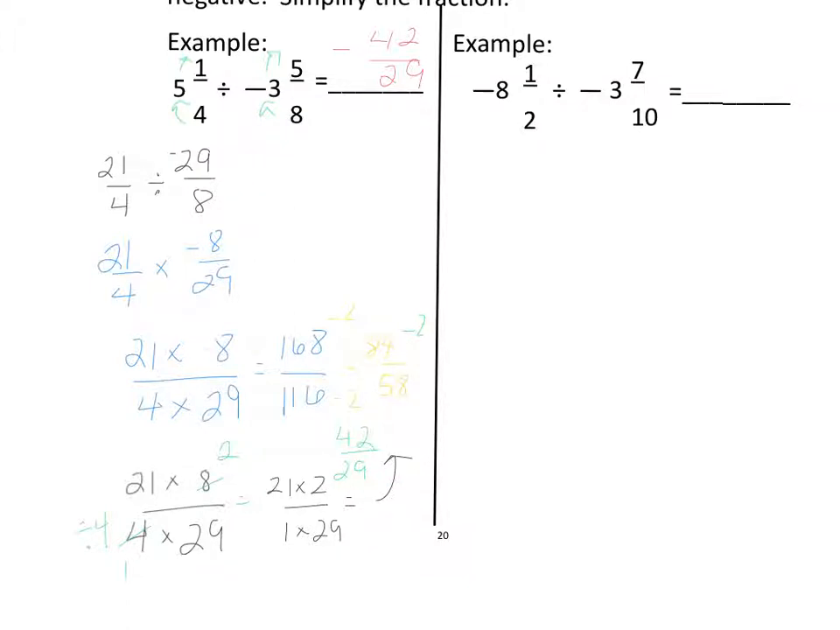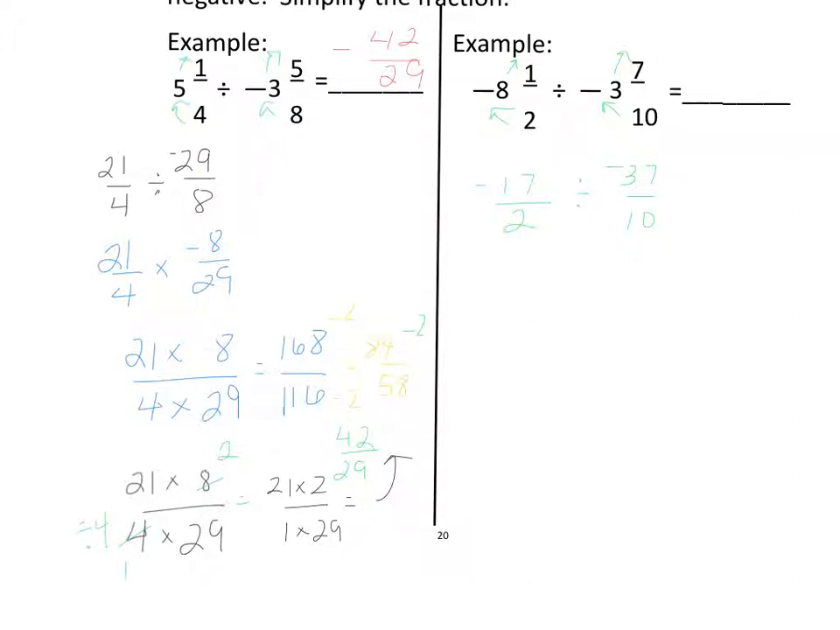On to the final example. Yay! First thing you got to do is make those mixed numbers improper. 2 times 8 is 16. 16 plus 1 is 17 over 2. And then we have 10 times 3 is 30, plus 7 is 37 over 10. And those negatives are just hanging out in the numerator because both of our mixed numbers are negative.